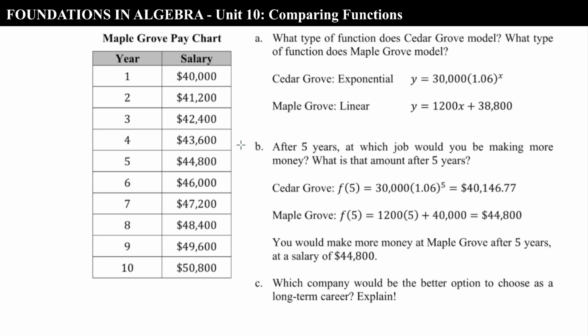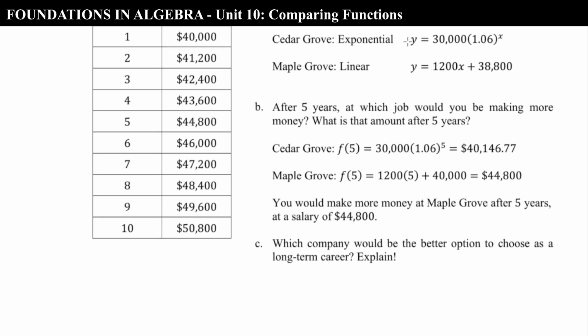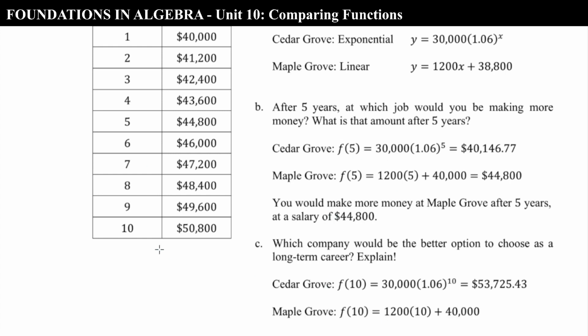Now, which company would be the better option to choose as a long-term career? So again, we are going to use these two models. And let's go all the way out to year 10 and just see what we get. So at Cedar Grove, you've got 10 years out, you'll be making $53,725.43. And really, we don't even have to use the equation. We can, but you can just read it off the table. You'll be making $50,800 at Maple Grove.